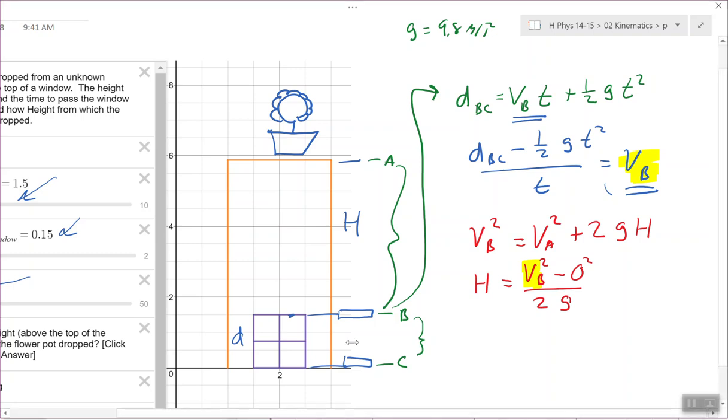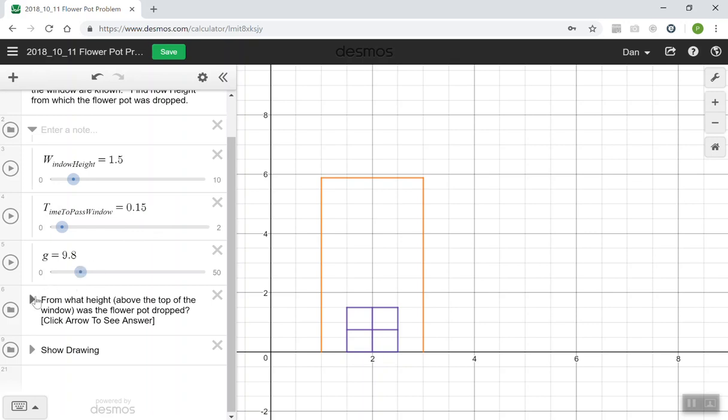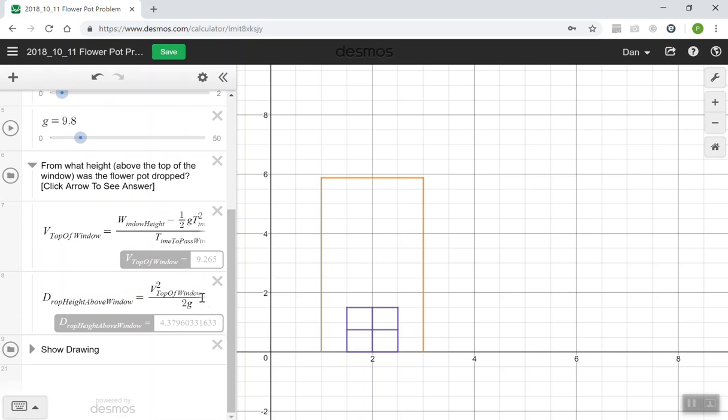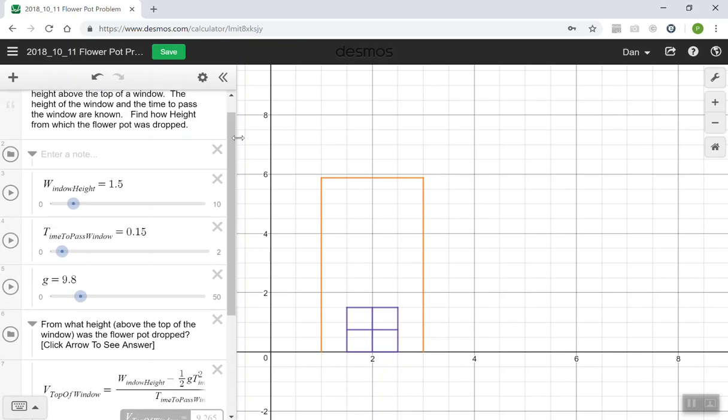So now when you plug in those numbers, let me show you what you're going to get on the Desmos here. If you just click this arrow, it'll show you the answers. So when you plug in the numbers, you should get this number, 9.265, for the speed as it gets to the top of the window, and then the distance from the top of the window to wherever it was dropped from is this. Now, I did draw it so it exactly matches, so if you don't want to see what it looks like, just unclick this and you won't see it. If you want to try it and make sure you can do this with different numbers, change the time for the window or the height.